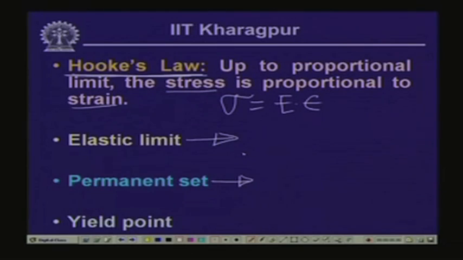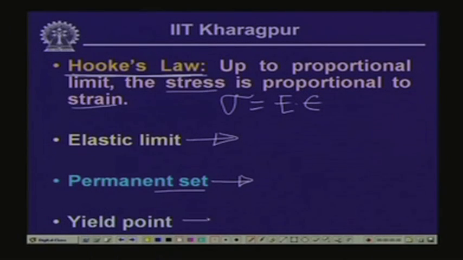The permanent set, as I have defined, is that as the member yields and reaches the yield stress, plasticity forms in the section. Then if we release the load, as we have seen in the case of elastic material, when the bar is still within its elastic limit, the bar comes back to its original position, but once it starts yielding, then if we release the load, the bar does not come back to its original position and some amount of deformation gets permanently set in the body, and that is what we call the permanent set.